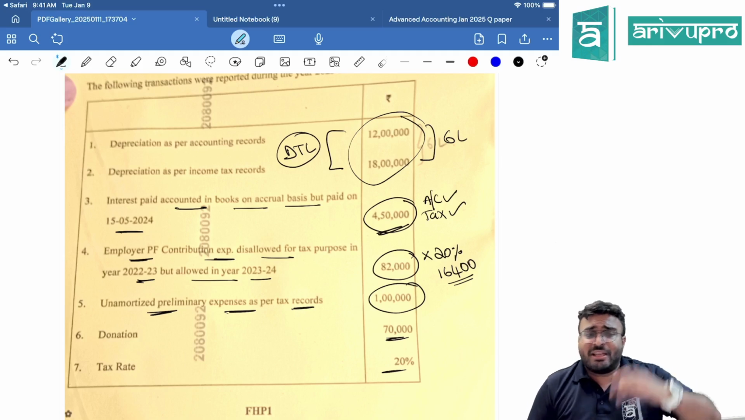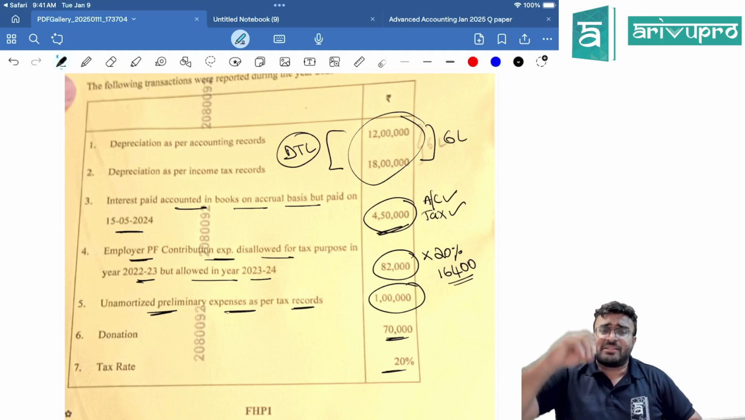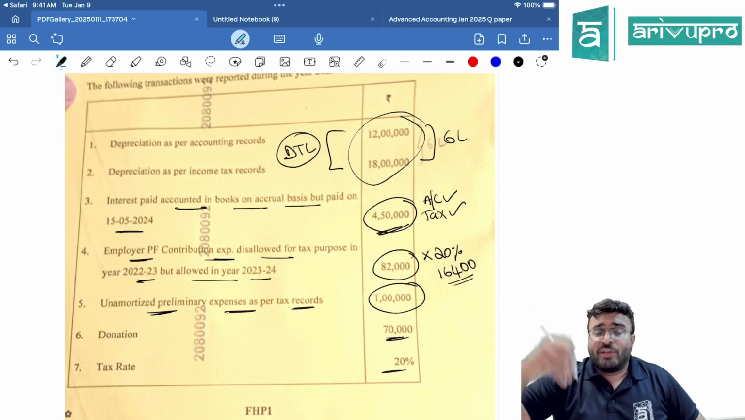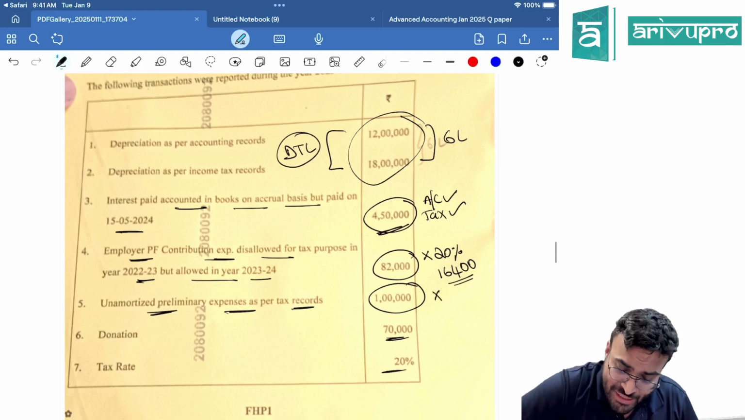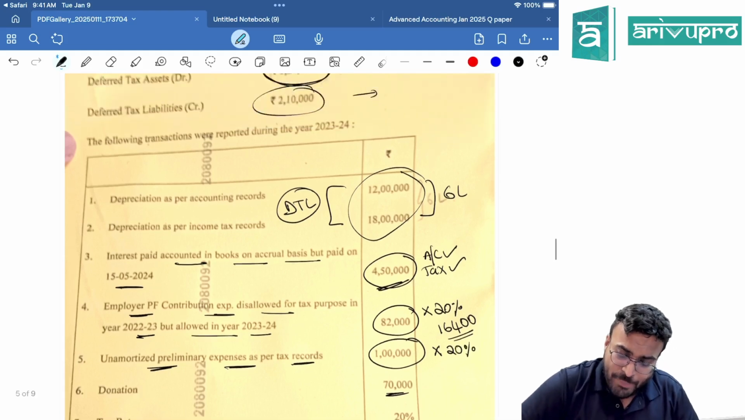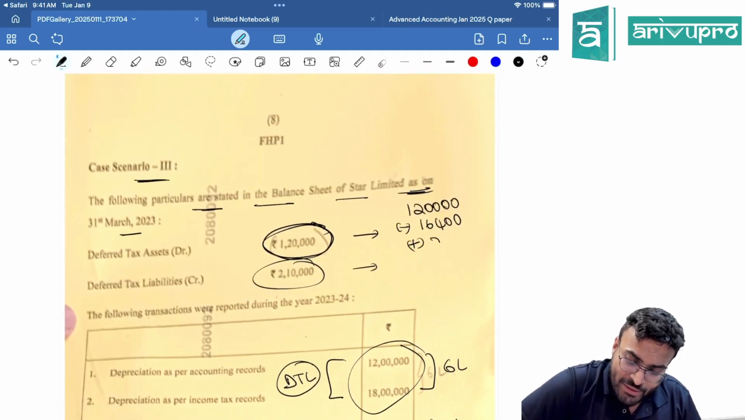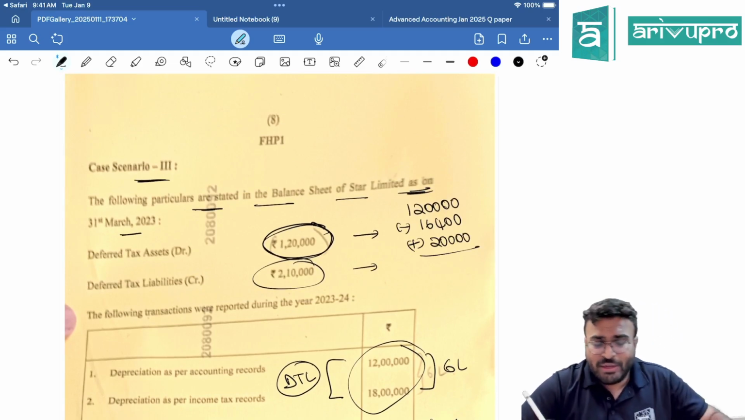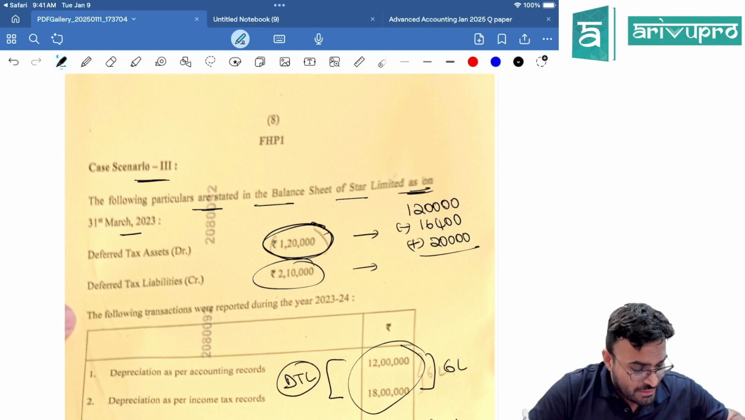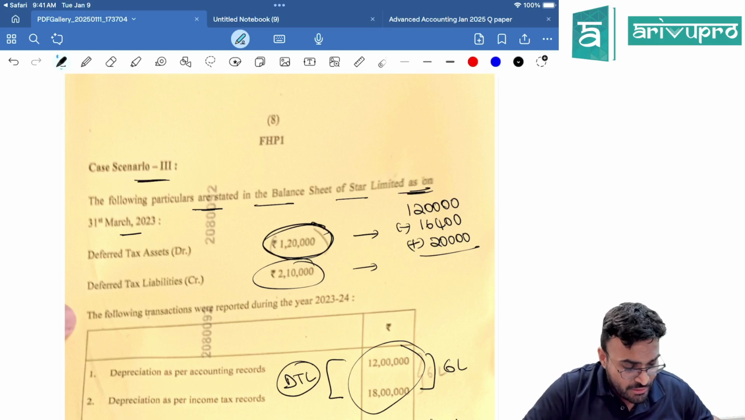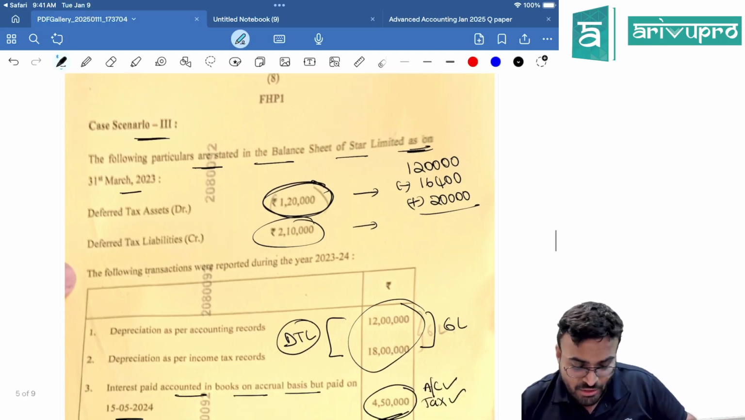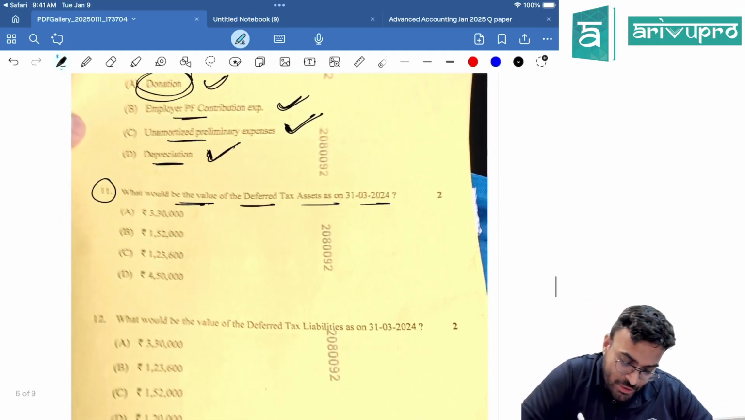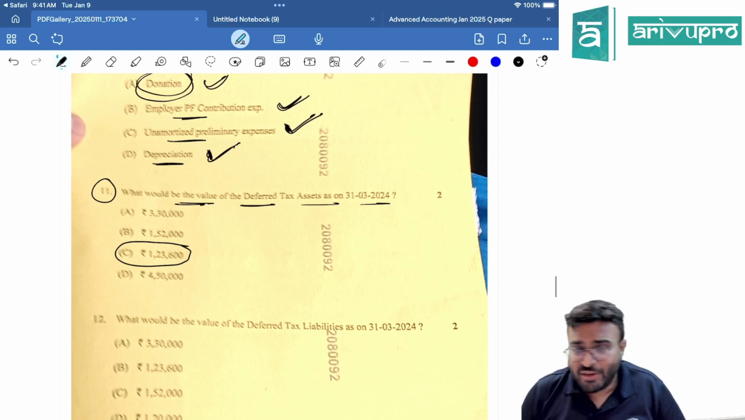Now unamortized preliminary expense. As per tax they did not allow you to take preliminary expense, but in future they will allow you. So in future if you are going to pay less tax, it is deferred tax asset creation into 20%. So plus 20,000. Okay, have a look at this. That is going to be 1,20,000 minus 16,400 plus 20,000. That makes it 1,23,600. So your answer should be 1,23,600 is the value of your deferred tax asset.